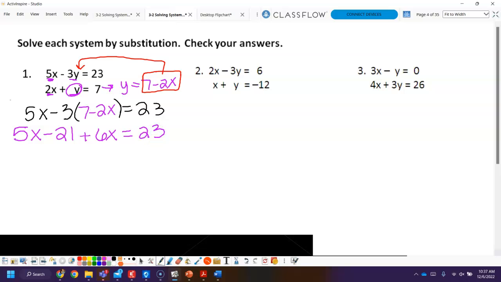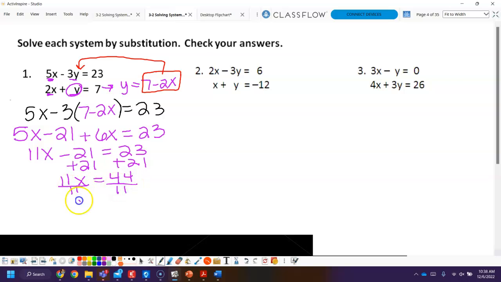Remember, a negative times a negative is a positive. So 5 plus 6 is 11. Add 21 to the other side. Divide by 11.